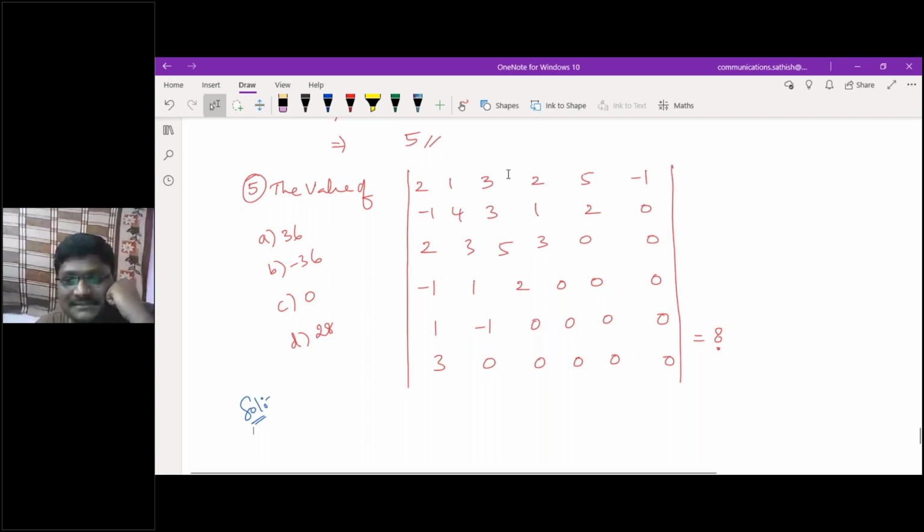Are you sure? Is it an upper triangular matrix? Can you cross verify with the definition? What is an upper triangular matrix? a_ij is equal to 0 for all i greater than j. Lower triangular matrix, a_ij is equal to 0 for all i less than j. The given matrix does not satisfy either the upper or lower triangular definition. That is the first most statement.